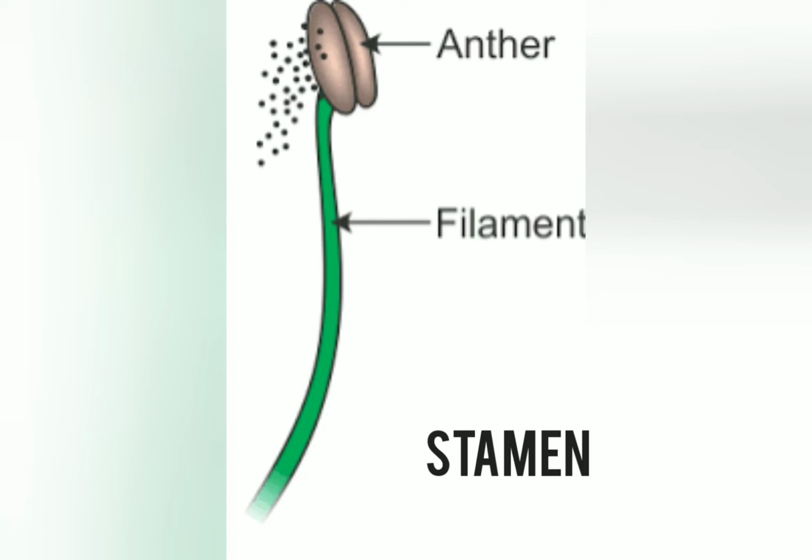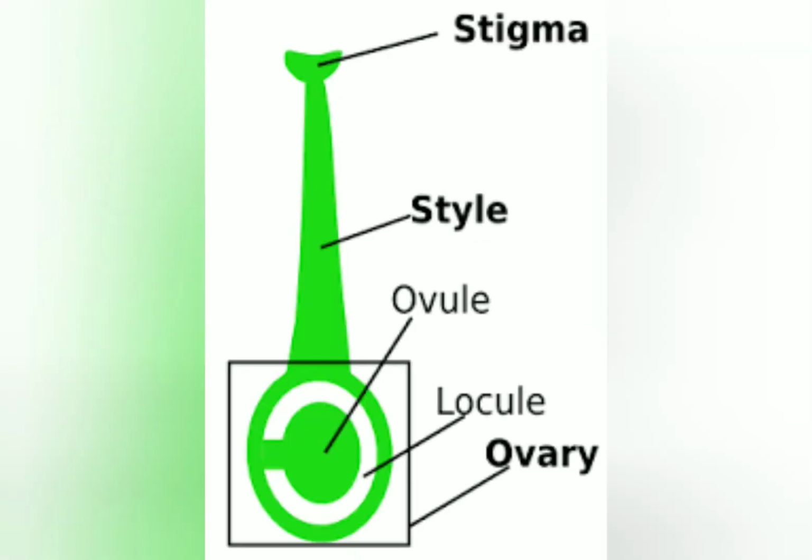Now coming to the structure of pistil or gynoecium, we can see three major parts in pistil. They are stigma, style and ovary. Stigma is the receptive organ of pollen grains. It is connected to the ovary by means of a long style. The bulged portion of the pistil is known as ovary. It consists of ovules attached by means of placenta.